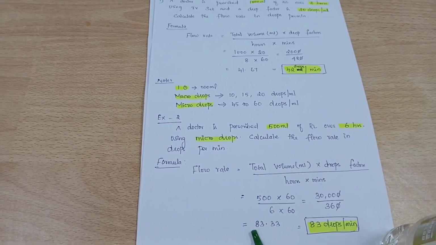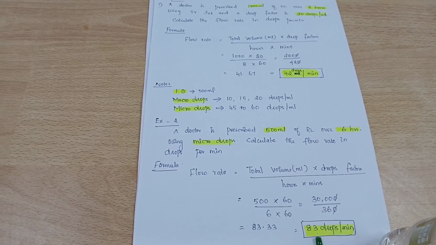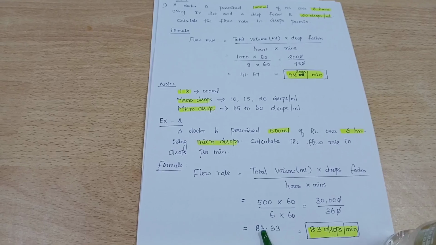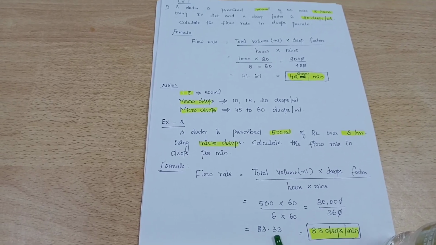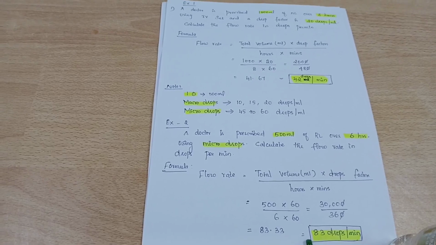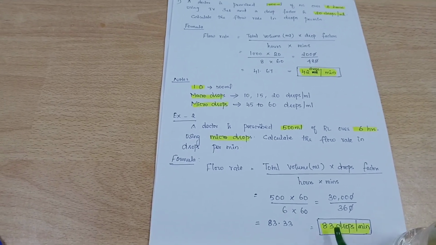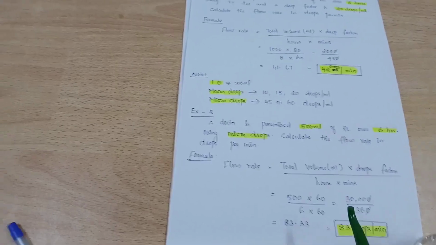So our calculation result is 83.33. So our round figure is 83. After the point, it is below 5, so we take it as 83. We have to give the patient 83 drops per minute.